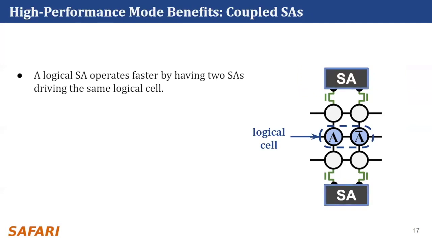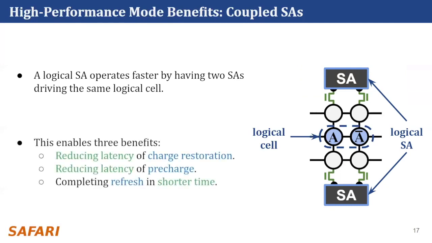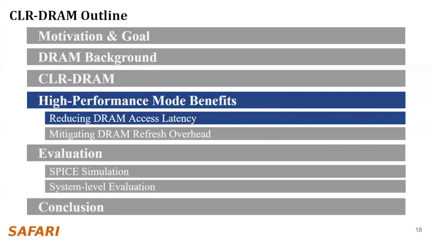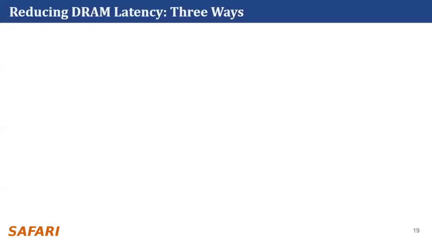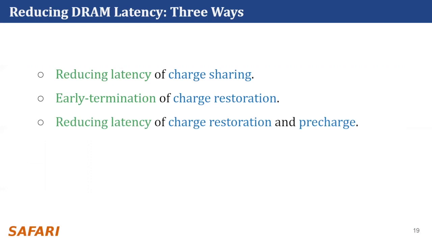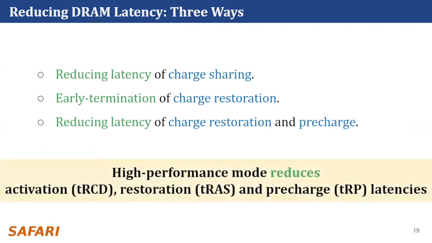A logical sense amplifier operates faster by having two sense amplifiers driving the same logical cell. This also enables three benefits: the reduction in the latency of charge restoration, pre-charge, and refresh. Now, let me explain how operating with a logical cell and a logical sense amplifier reduces DRAM access latency. As a recap, the coupled operations of two cells and two sense amplifiers reduces DRAM latency in three ways. These three ways of latency reduction altogether reduce the activation, restoration, and pre-charge latencies of a high-performance mode row in CLR-DRAM.